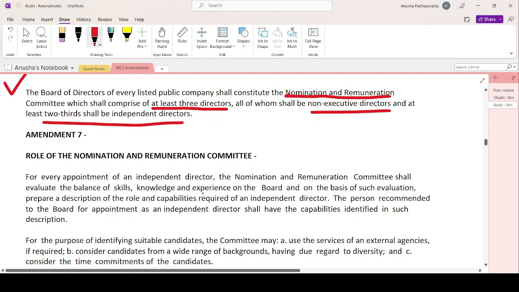Now, role of nomination and remuneration committee. Here, this point has been newly added. With other roles, this role has been newly added.